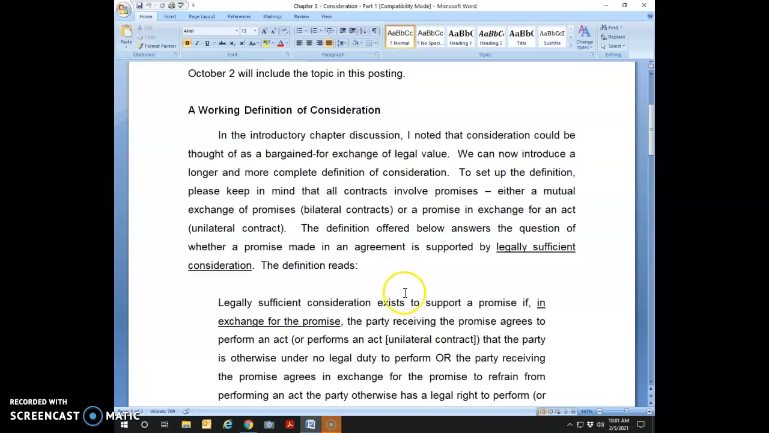So in the introductory material, when I identified the 4 elements of a valid contract, I noted, as your authors do, that one of the valid elements is consideration, and we can think of that as a bargain for exchange of legal value.